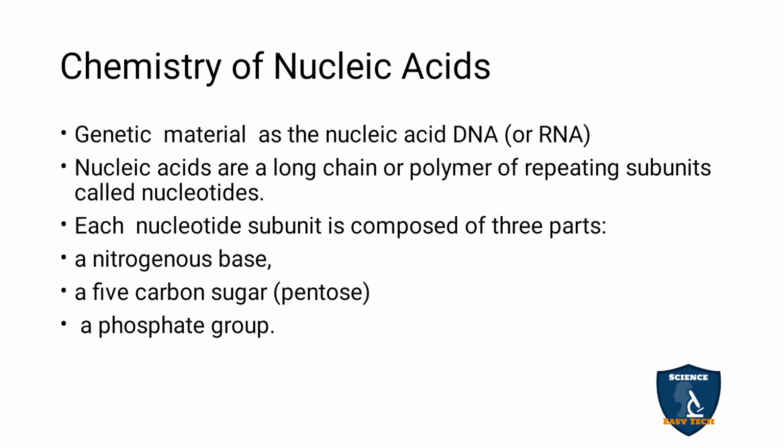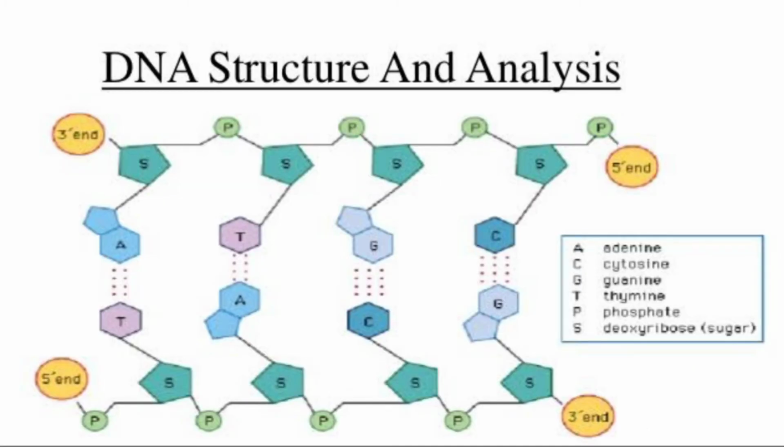Now the chemistry of the nucleic acid. As we concluded, the nucleic acids are the genetic material. The nucleic acid is made up of RNA or DNA, and it is a very long chain made up of nucleotides. Each nucleotide consists of 3 parts: nitrogen base, pentose sugar, and phosphate group. Here I have given the structure of DNA, the DNA structure and analysis.